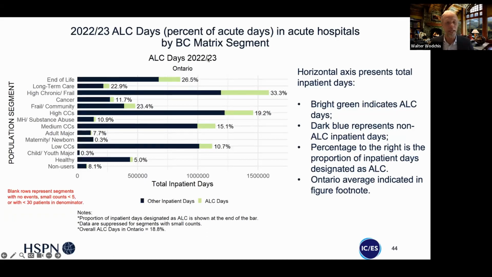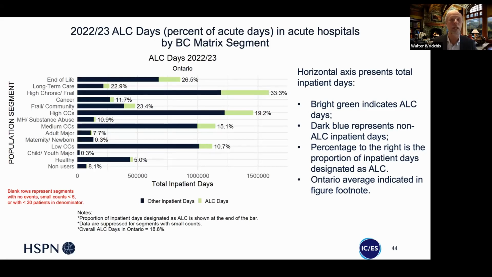So here's ALC days. This one I've decided to show by the BC Health System Matrix. I've also picked these so you get a flavor of each of the different stratification groups. So here you see that ALC days are, and here you're counting total days across that bottom axis. So all acute days are the dark plus the bright green, and the bright green are the proportion of those days that are ALC. So we see actually a lot of the total ALC days are coming from that high chronic and frail population, which are very often individuals with multiple complexity from medical as well as social and functional conditions.